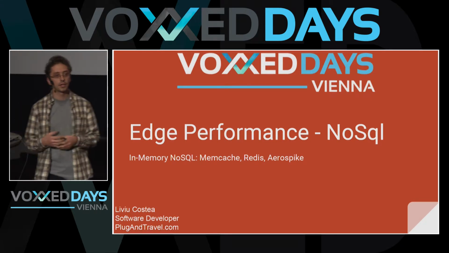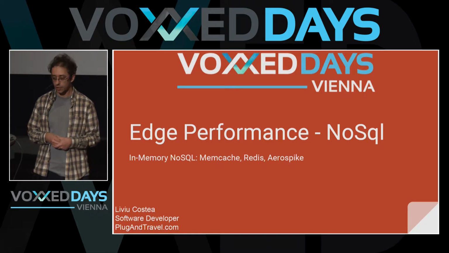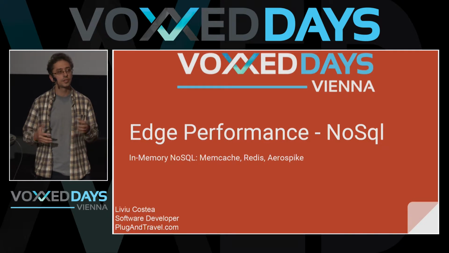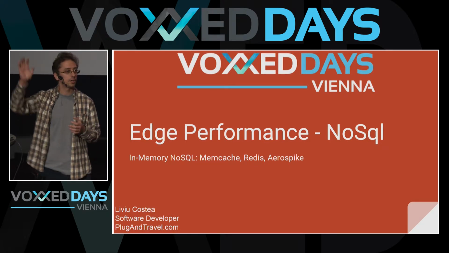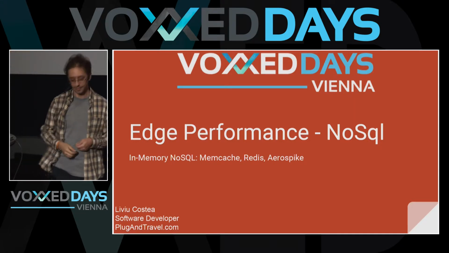And it's not a movie today, but we still have 3 main characters: Memcache, Redis, and Aerospike. And I'm going to say a few words about each of them, how you can add them to your stack. So, are you using some sort of in-memory NoSQL? Great. Thank you.